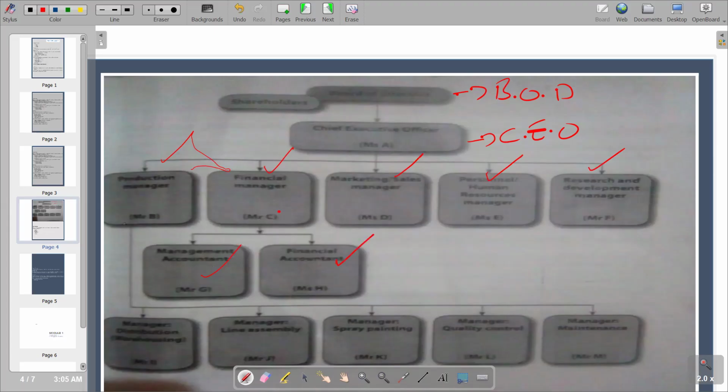Then moving on down, you see that this arrow is now coming from the production manager. And then from the production manager, we've got different managers emanating from the production manager, whereby on this part we've got a manager for distribution that is under the warehousing. And then next, we have the manager for line assembly. Then next, we have got the manager for spray painting. Then next, we have got the manager for quality control. Then lastly, we've got the manager for maintenance. So basically, this is the bottom part that we have. So this is a typical example of an organizational chart.